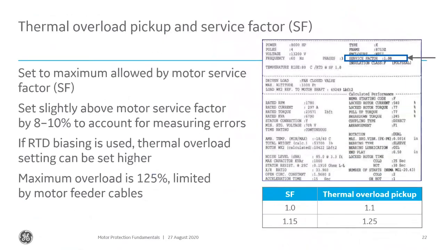Again, most of this information comes from the manufacturer. For example, the curve I showed you, and this is showing some of the data that we pick up off of the manufacturer's data sheet. The service factor is set to the maximum allowed by the motor manufacturer. It's set slightly above the motor service factor by 8 to 10% to account for measurement errors. If RTD biasing is used, thermal overload setting can be set higher, but your maximum overload is 125%, and this is to the limit of your motor feeder cable. So no matter what sort of service factor your motor has, we don't set it any higher than 25% because the cables can only handle that amount of current.